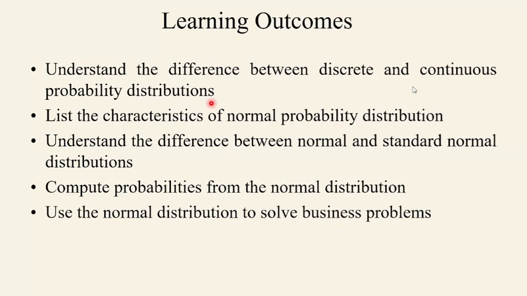binomial and Poisson, here also we introduce a theoretical probability distribution that is called the normal probability distribution. This is very important, as all statistical applications depend on this normal probability distribution. So the basic understanding of this normal probability distribution is very essential, right? Then you will be able to distinguish between the normal and the standard normal distribution, and you will be able to calculate the probabilities using the normal distribution, and also you will be able to use the normal distribution to solve some sort of business problems, right?